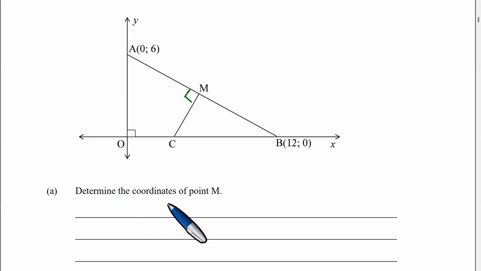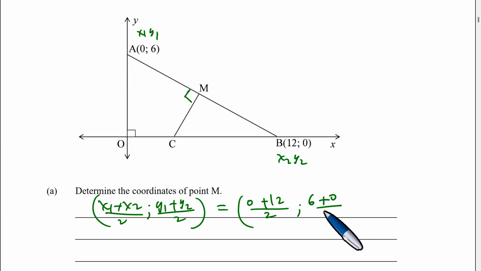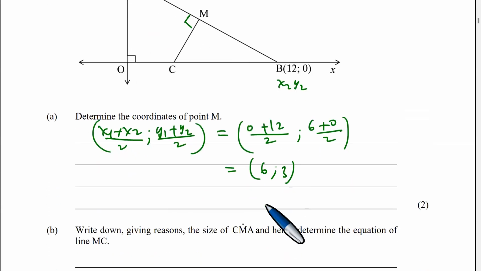I'm just teasing you with some of the questions to make sure that you are on point. To find the coordinates of M, we have x1 plus x2 out of 2, and then y1 plus y2 out of 2. You have x1, y1 and x2, y2. So x is 0 plus 12 out of 2, y is 6 plus 0 out of 2. 12 over 2 gives 6, 6 over 2 gives 3, and these are the coordinates of M: 6 and 3.